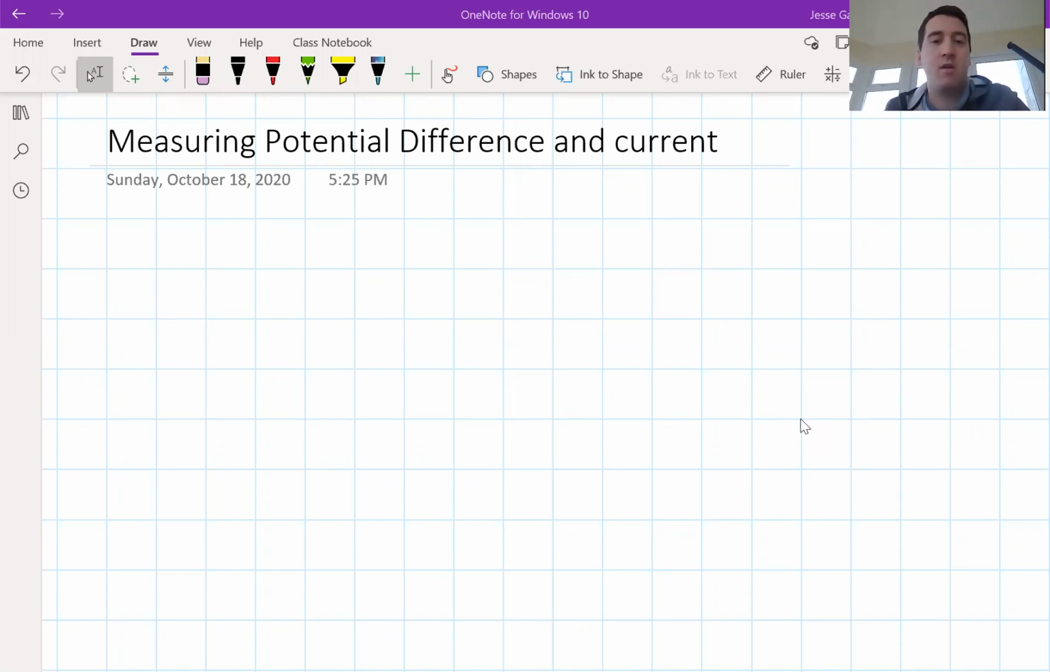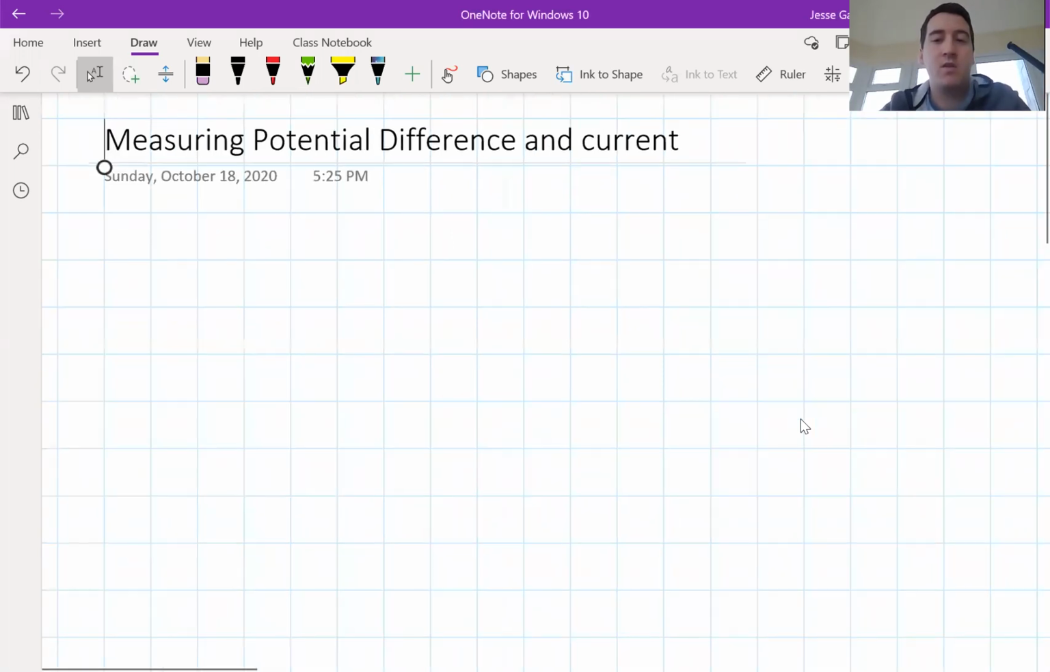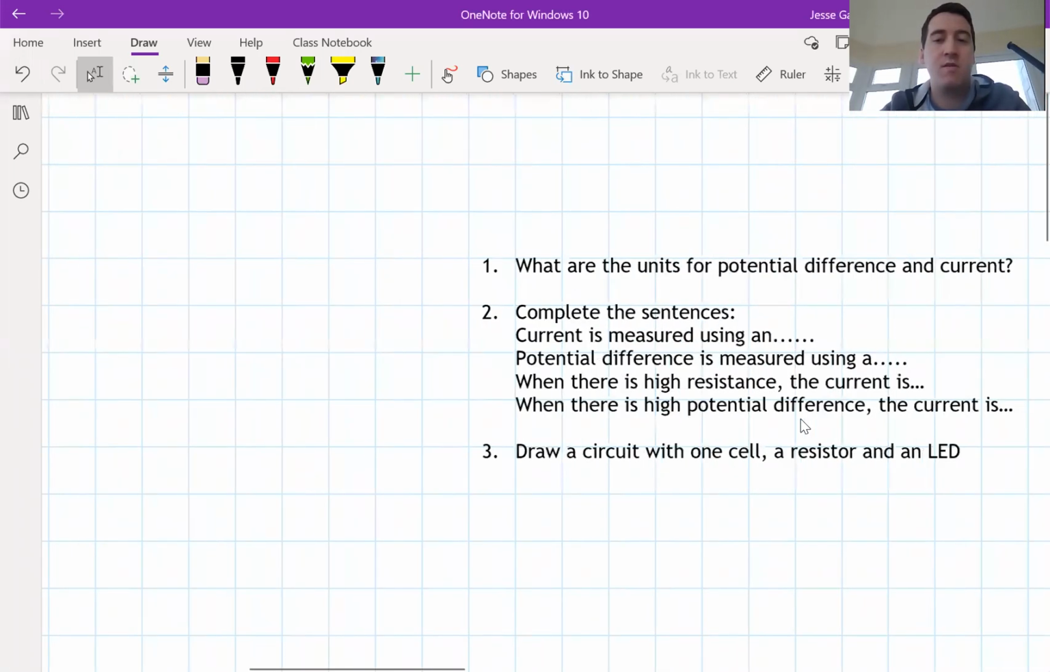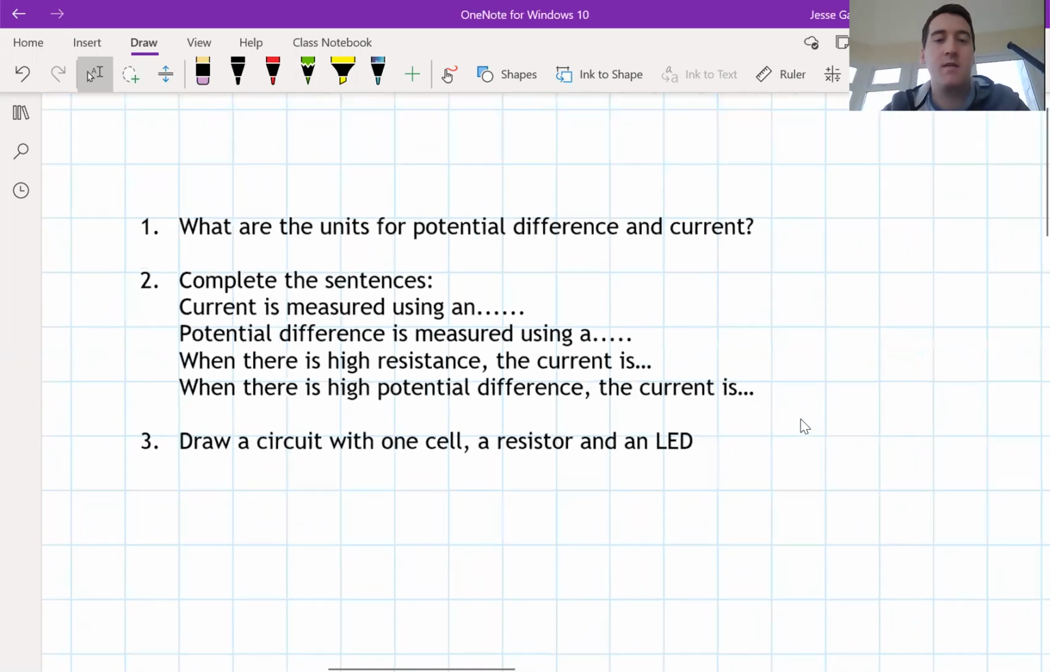Today we're going to be looking at how we measure potential difference and current in a circuit. Before we begin, we're going to start with a quick recap of stuff that's important to make sure you've mastered before today's lesson.